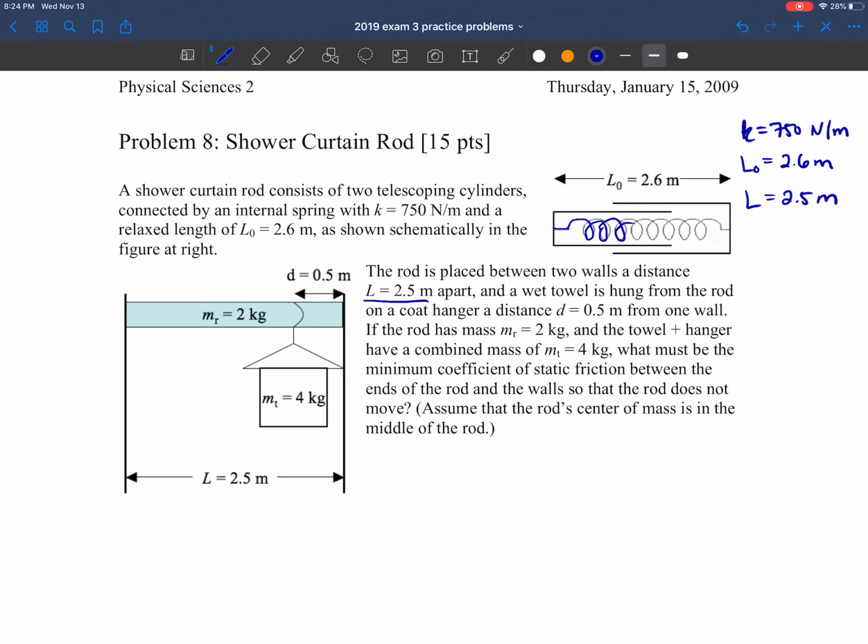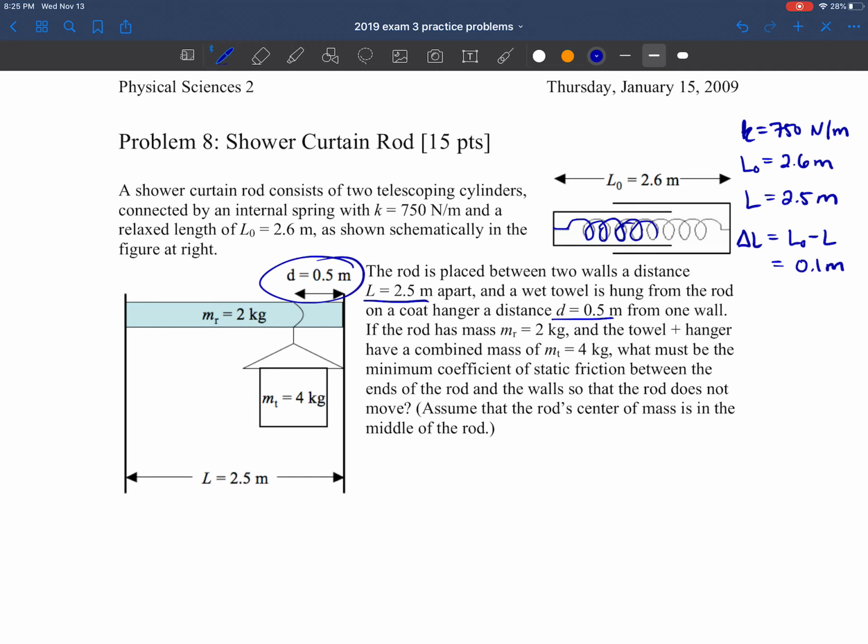So that must mean that the spring has to be squished a little bit from its equilibrium length. And it's going to be squished by some delta L that's equal to L naught minus L, which is 0.1 meters. Okay, so a wet towel is hung from the rod on a coat hanger, a distance D equals 0.5 meters from one wall.